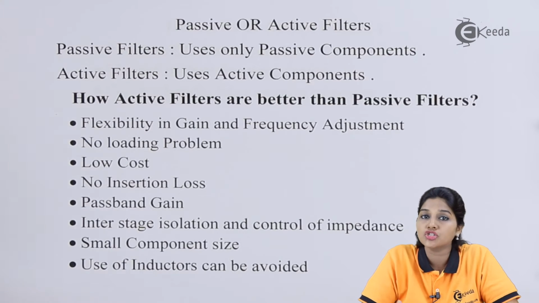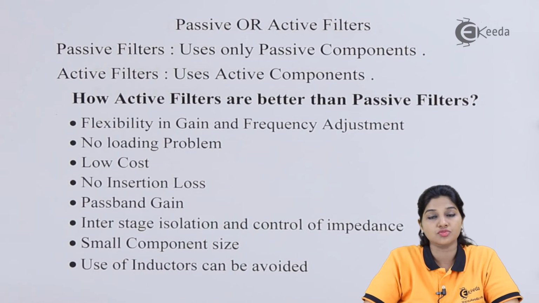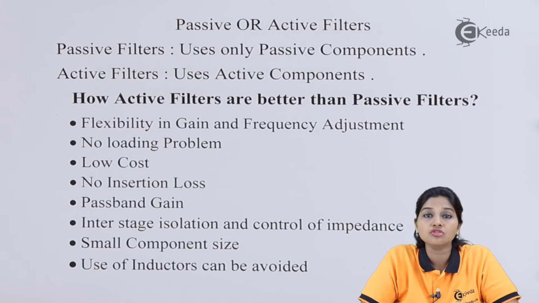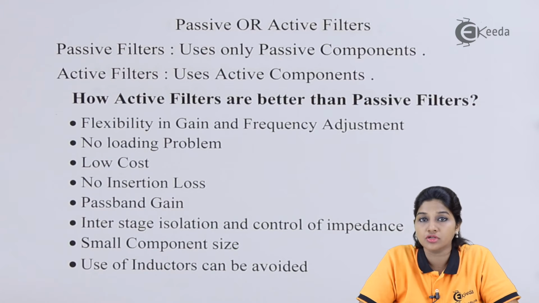There are certain advantages provided by active filters over passive filters. The first advantage is flexibility in gain and frequency adjustment. As an active filter uses an op-amp, because here we are talking about linear integrated circuits, we are considering the op-amp as a major element. So whatever filters we are going to build or design are by using op-amp. In case of an active filter, as an op-amp is used and the gain of an op-amp can be easily adjusted, the flexibility in gain can be provided.